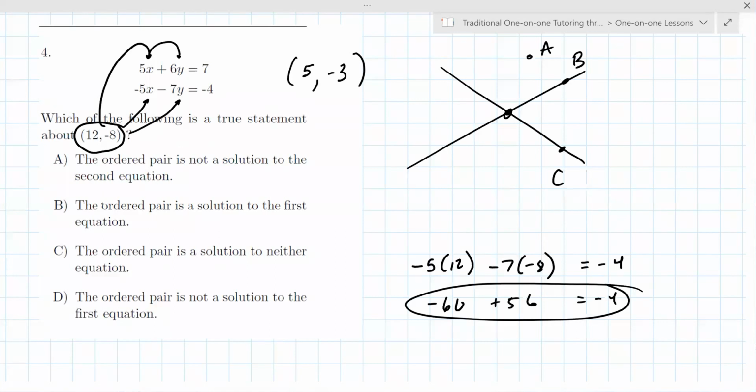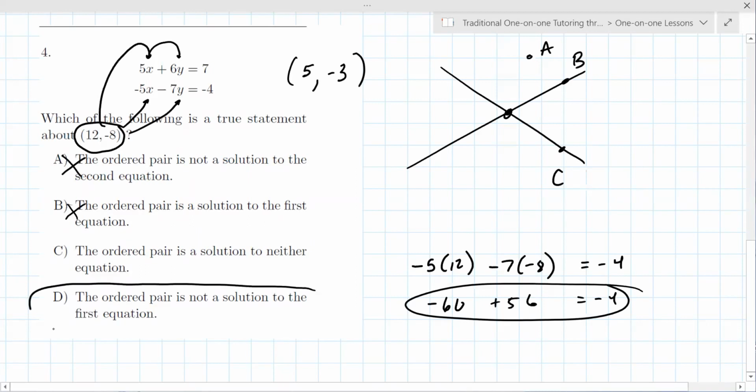So it's not a solution to the second equation. That's not true. So no, because it does work. Is it a solution to the first equation? No. It's not. So this is where it's really confusing, because it's not a solution to the first equation, which is true.